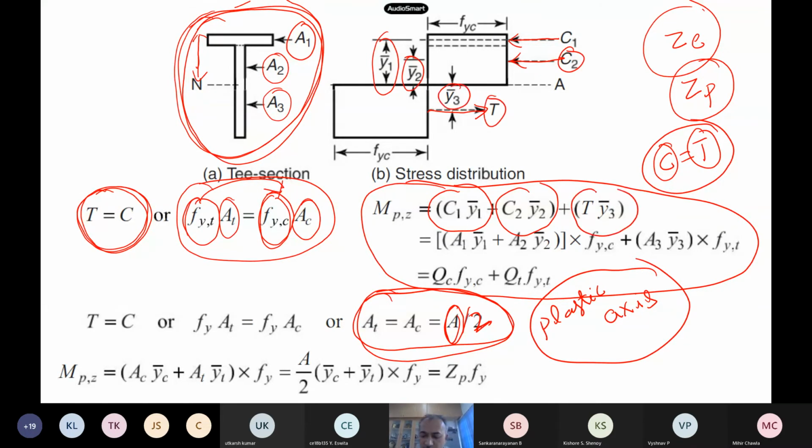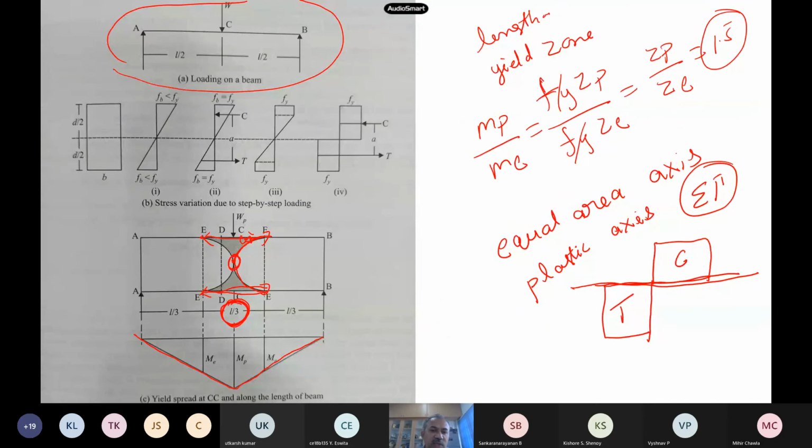See, previously what we were doing here when the sections were symmetric. So what was our lever arm? When the things were symmetric, how did we calculate? See, compression was there, tension was there. The lever arm was simply C into A. That is how we calculate actually. A is nothing but the distance between C and T.